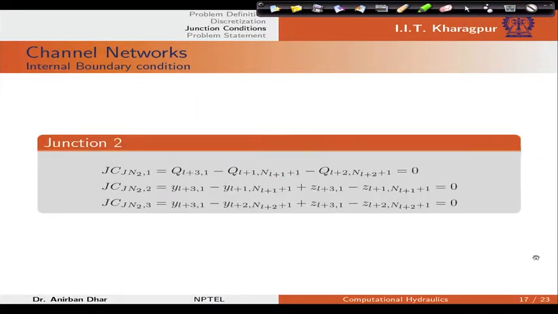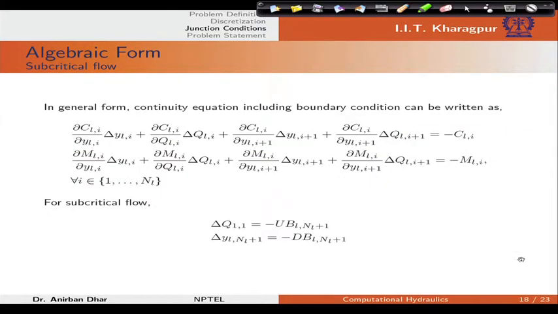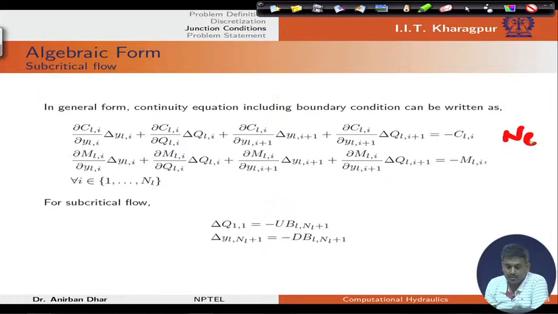Similarly, for junction 2 we can expand this and write the elements of the Jacobian matrix. Now, in a subcritical flow situation we have NL number of equations for the segments, and NL number of equations from the continuity and momentum.